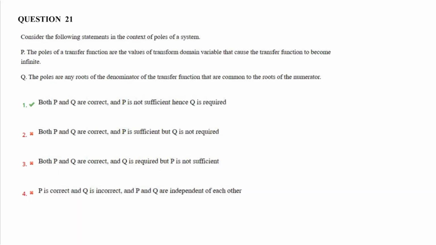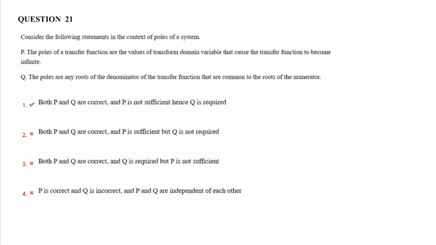The poles of a transfer function are the values of the transform domain variable that cause the transfer function to become infinite. Poles are obtained when the denominator of the transfer function is 0. That is, when the denominator of the transfer function is 0, its value becomes infinite. Statement 1 is correct.